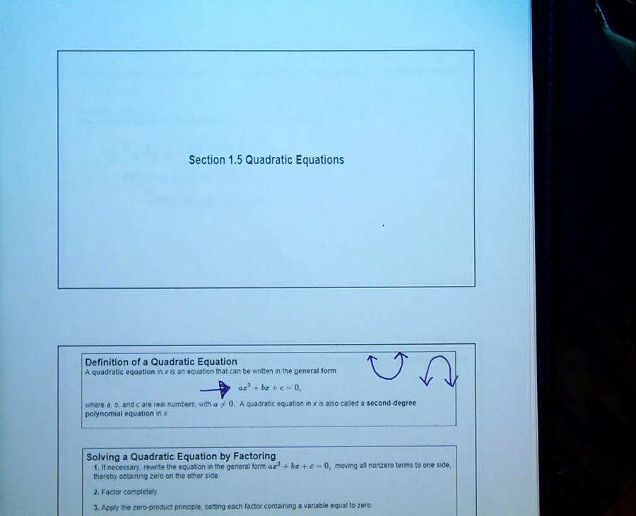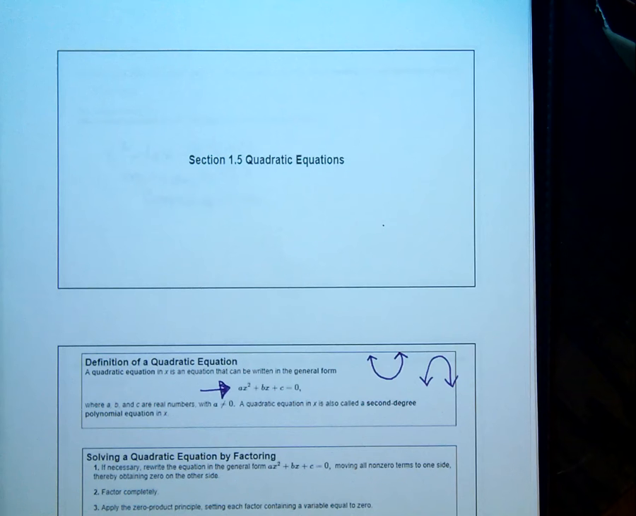Hello. So hopefully you have already viewed your factoring quadratic video, so that you have an idea how to do that before we get started. Today our first section is section 1.5.